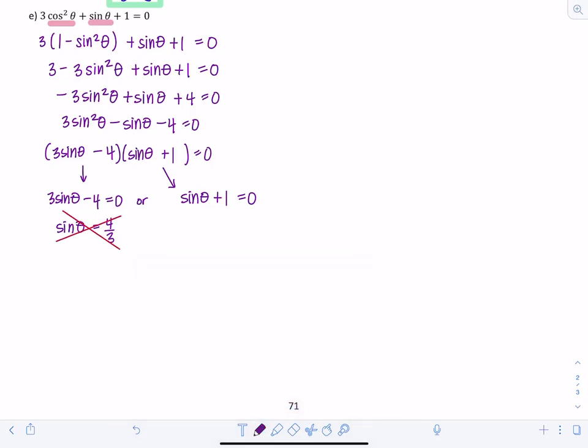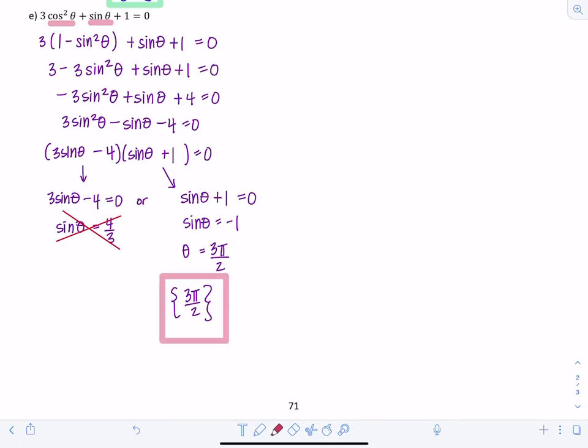Oh no, what about the other case? So sine theta equals negative 1. Does sine ever equal negative 1? Absolutely. When theta is equal to 3 pi over 2. All right, so that's our only solution, 3 pi over 2.